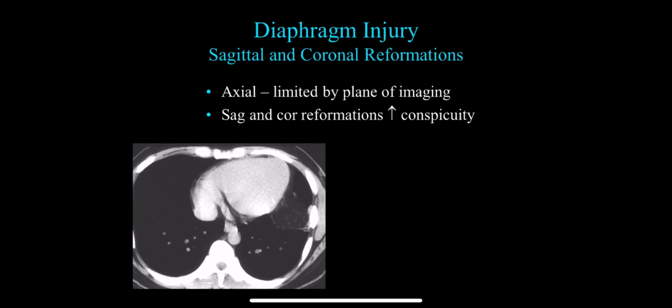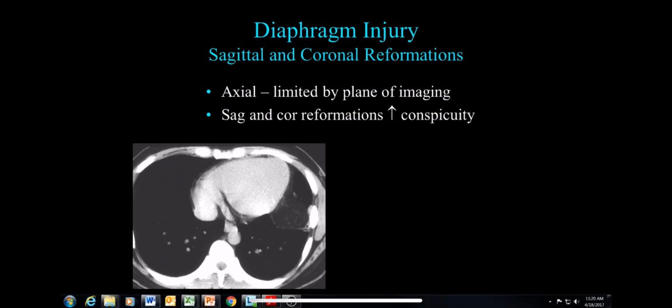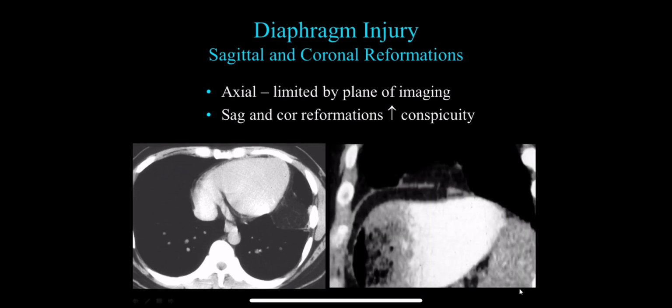Sagittal and coronal reformations are very important in evaluating diaphragmatic injury. Although we can detect most of these with axial images, we're clearly limited by the plane of imaging, and using sagittal and coronal reformations definitely increases conspicuity. So in this example, it's an old case, we see this large amount of omentum or fat next to the left heart border, and is that intrathoracic normally, or is that a herniation? And if we do a sagittal reconstruction, we see an obvious defect in the diaphragm with herniated omentum, so a clear-cut diaphragmatic hernia.